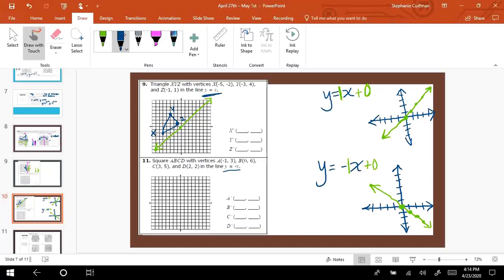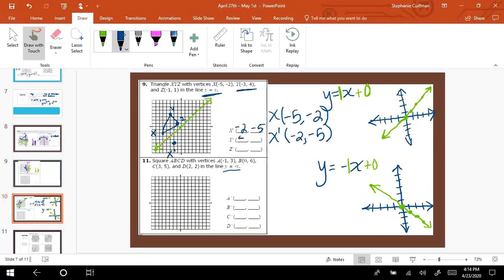Well, there is a pattern that goes with the coordinates of each vertex when you're reflecting over these lines. So what's going to happen is X was at -5, -2. Well, X prime is going to be at -2, -5. All we need to do is flip-flop those coordinates. So if I go to -2, -5, that's going to be X prime.